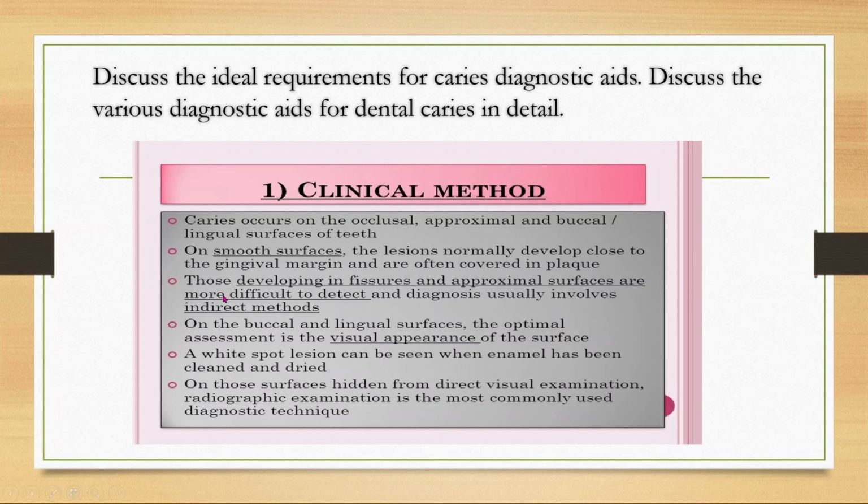Clinical method: we know how to do it using an explorer or sharp probe. Smooth surface lesions normally develop close to the gingival margin and are often covered in plaque. On the buccal and lingual surfaces, optimal assessment is by visual appearance; you can just see it. On the fissures and approximal surfaces it is more difficult visually, and we use indirect methods. A white spot lesion can be seen when the enamel has been cleaned and dried. So that is the basic clinical method.